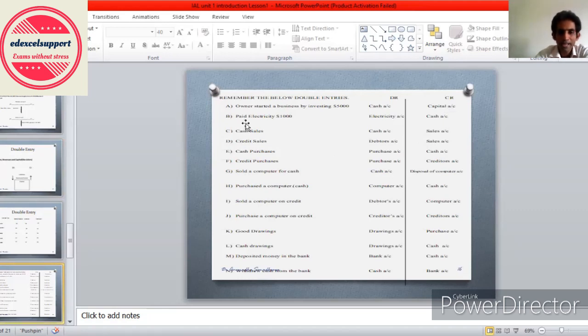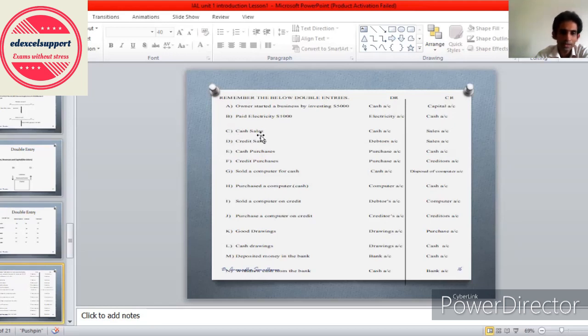Next one, paid electricity $1,000. So there are two accounts. Remember, paid by cash, electricity and cash. Expenses will increase, therefore the expense account will be debited. And the cash asset will be reduced. Since you are paying, cash will be credited.